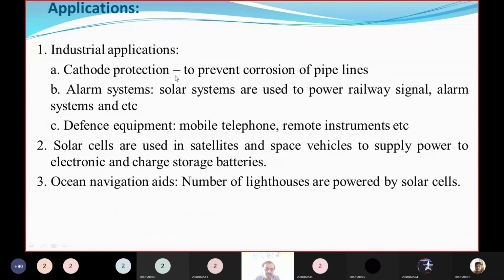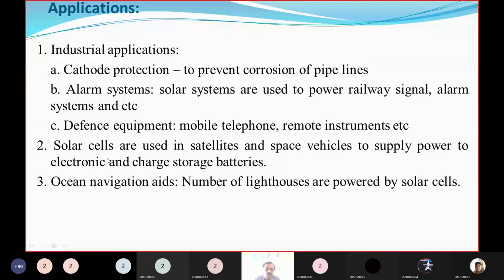And next one, alarm systems. Solar systems are used to power railway signal alarm systems. If you take so many railway systems, by using solar panels we can use them for signaling and alarms. And next one is defense equipment. What is the application in defense? Mobile telephone and remote instruments, etc. These are the industrial applications.